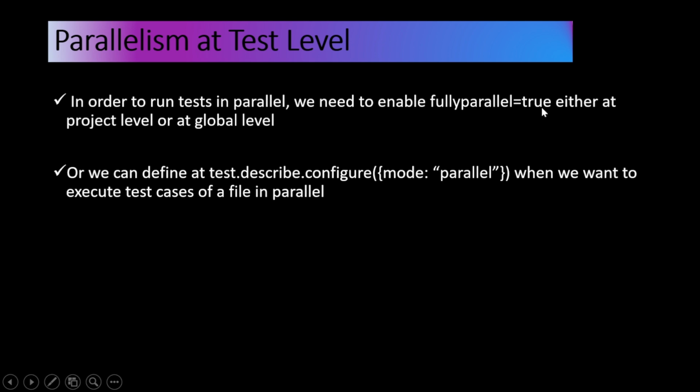We can either configure at global configuration level or we can define at the project level. I'll soon show you. And if, for example, we are running test cases in sequential mode, but a particular file has independent test cases and we want to run the test cases of that file in parallel mode, at that point of time we can use this particular command at the test file level, and the test cases of that file will run in parallel. So we'll discuss both of these cases.